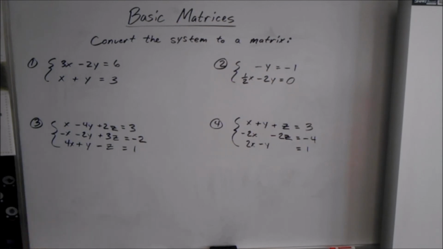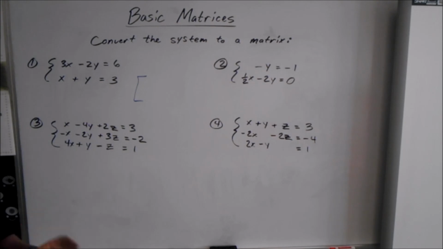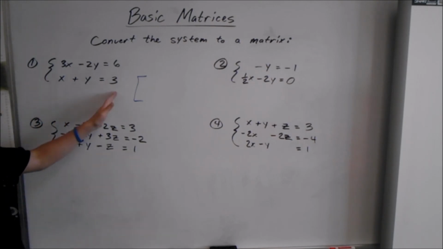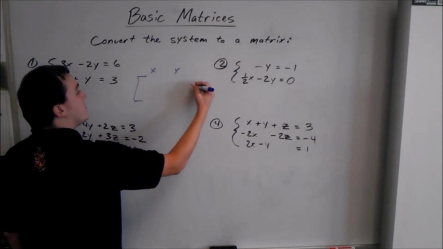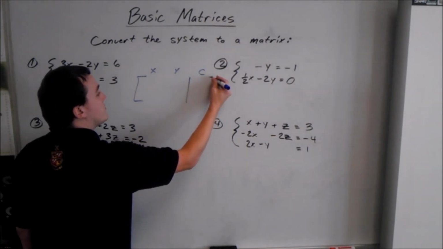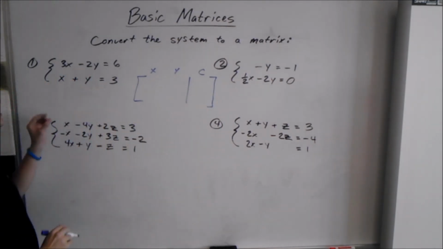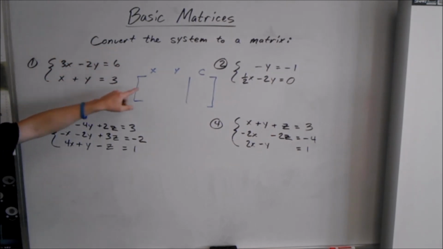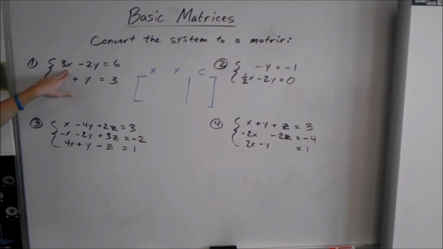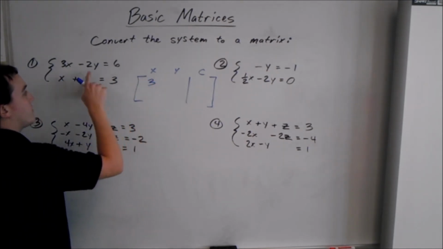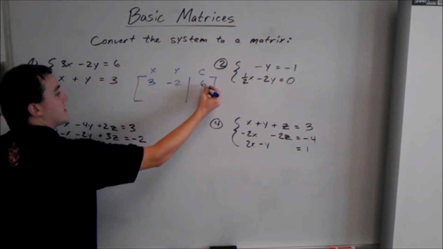Alright, so example 1. All we do is make brackets, and we're just copying the coefficients in front of each variable into the matrix. Now there's an x column, a y column, and then a constant column. And this bar just represents our equal sign. So the coefficients in front of all of our letters, remember no letters go in here. The number in front of x is 3, the number in front of y is -2, and equals 6.